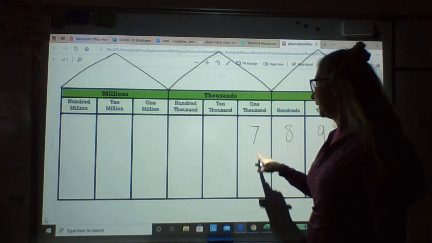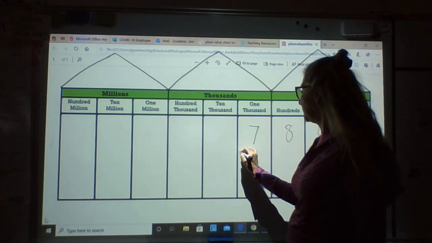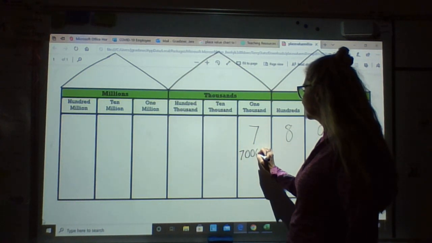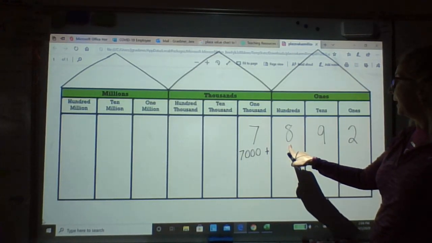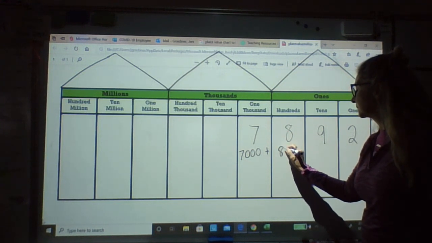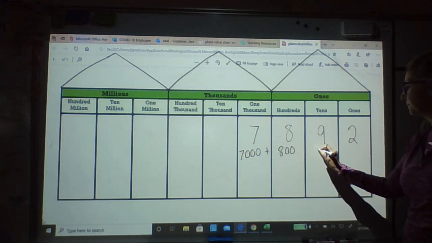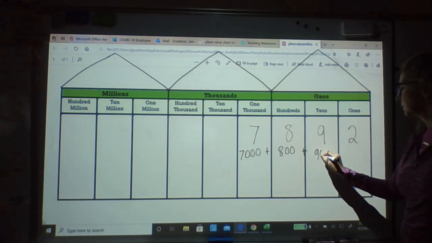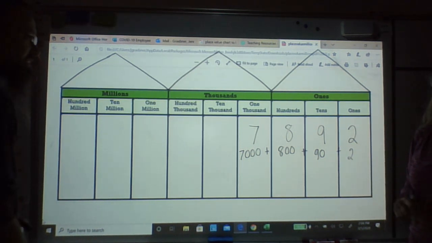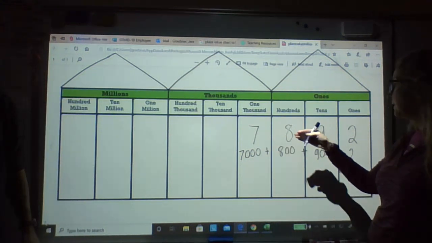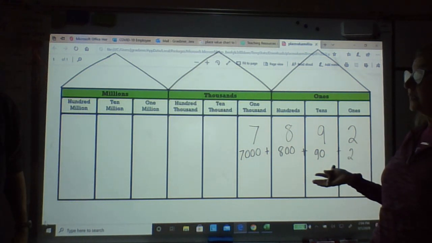You can do it. All right, so I have the number 7, and 7 is in the thousands. So I'm going to write 7,000. Good. Here's the number 8, and that's in the hundreds. I have 9 tens. And then I have 2 ones. Very good. And so all together, I have 7,892.